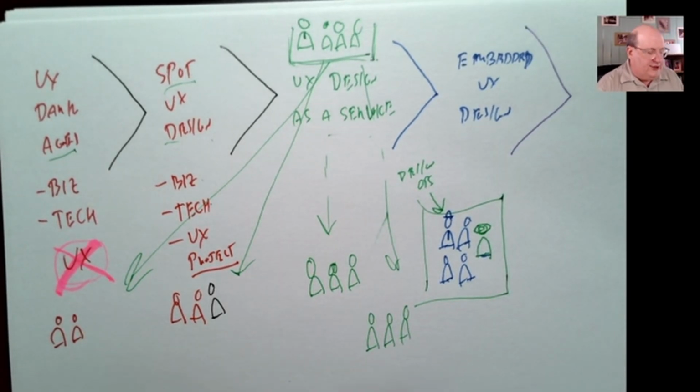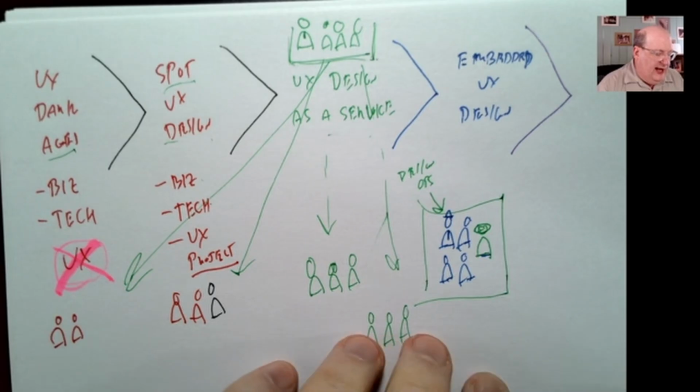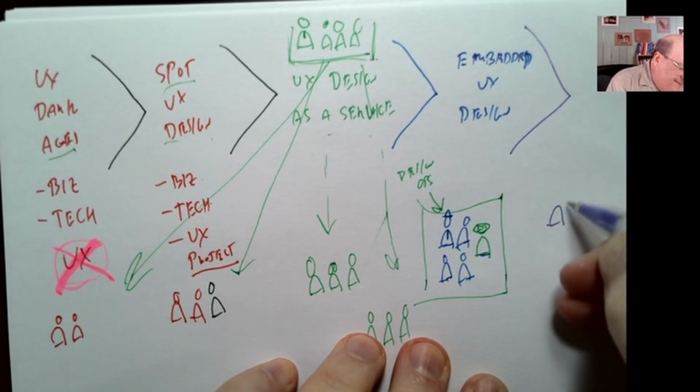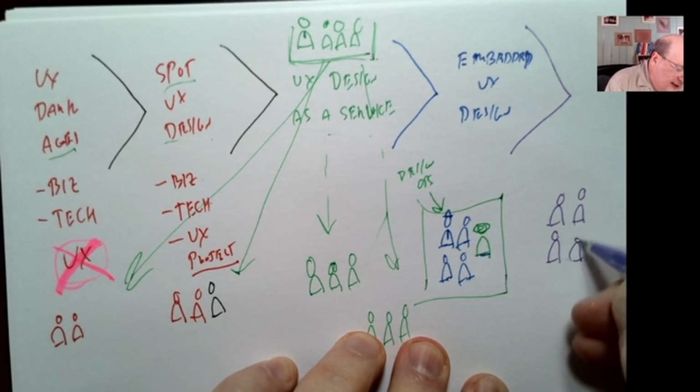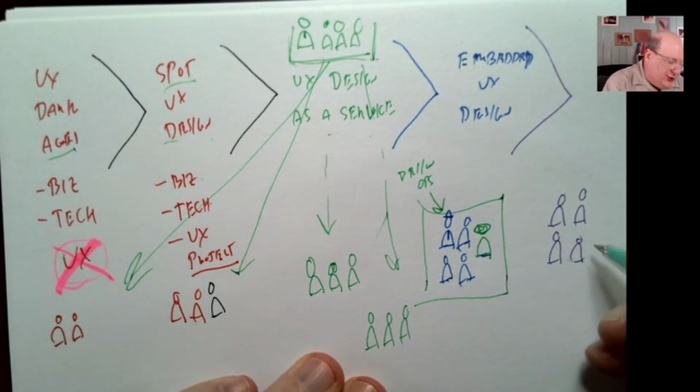That inflection point happens when you've got a team, including some embedded UX resources.